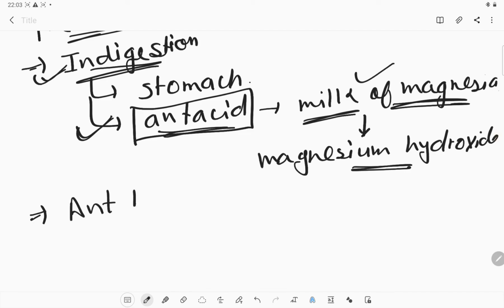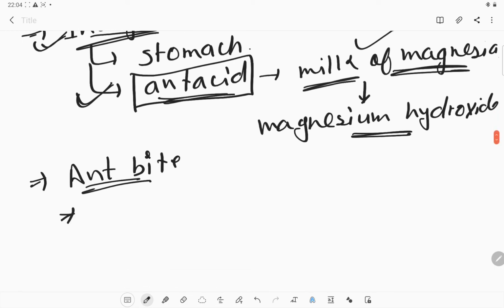Okay, now what else? Like in an ant bite, as we have already learned, an ant bite also contains some kind of acid. Which acid? It is formic acid.